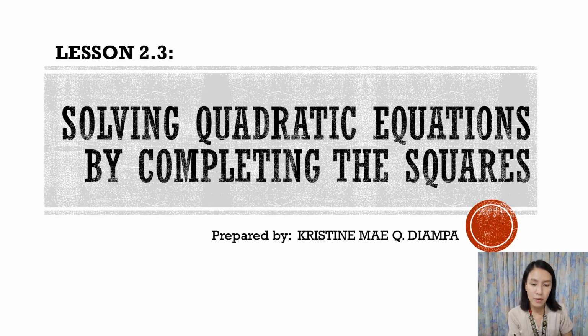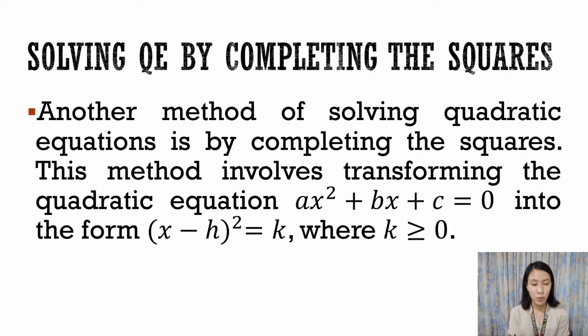So now we will have lesson 2.3, solving quadratic equations by completing the squares. Aside from extracting square roots and factoring, another method of solving quadratic equations is by completing the squares. This method involves transforming the quadratic equation ax squared plus bx plus c equal to 0 into the form the quantity of x minus h squared is equal to k, where k is greater than or equal to 0.